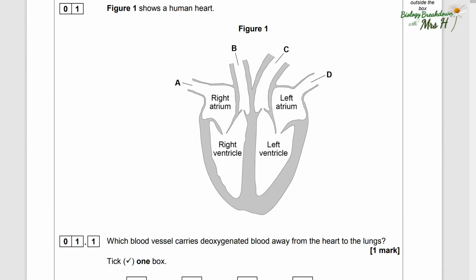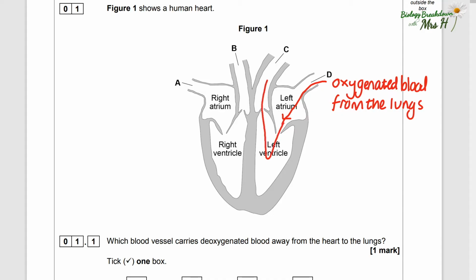Figure 1 shows a human heart, and let's just do a quick recap of what's happening in the heart. So we've got the oxygenated blood from the lungs entering the left atrium, and then the left atrium contracts and squeezes the blood into the left ventricle. Then the left ventricle will contract and push the blood out of the aorta to the body. So the body's got a lovely supply of oxygenated blood.